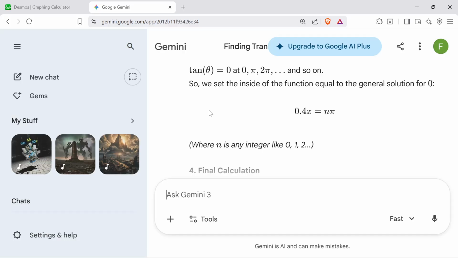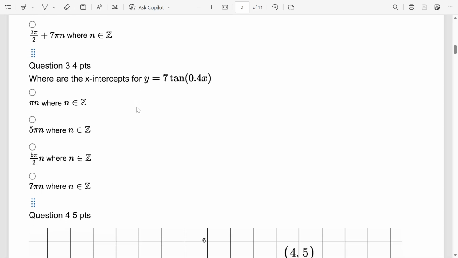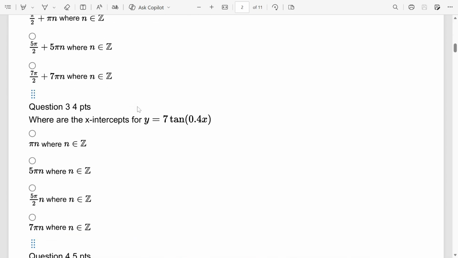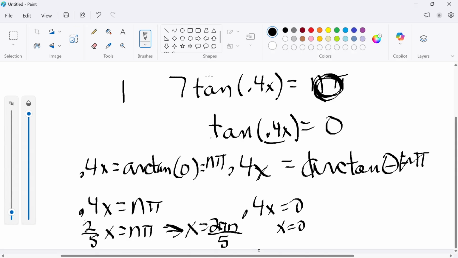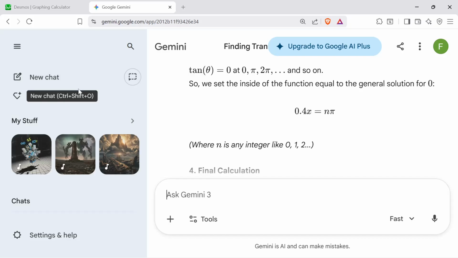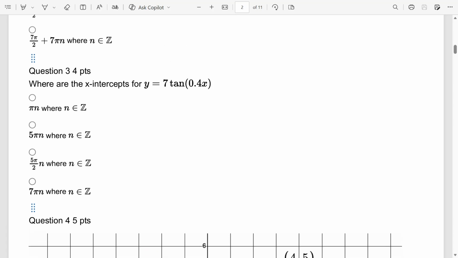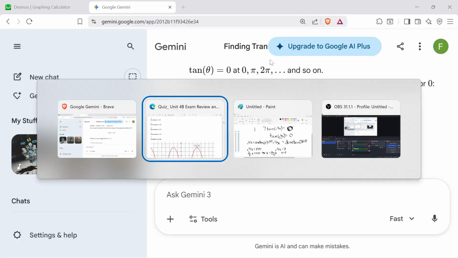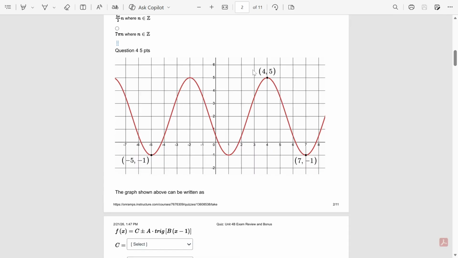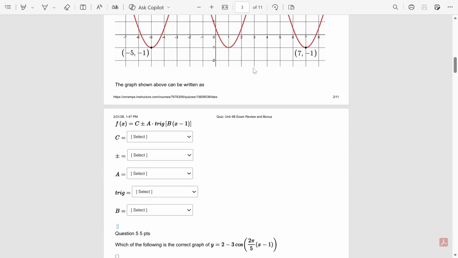And I think we will have that one somewhere in the answer choices. Got 5 pi n over 2. What have I done wrong? Oh, I multiplied by 2/5. I'm supposed to multiply by 5, divide by 2. So x equals 5 pi n over 2. Why aren't you correcting me when I make mistakes? 5 pi n over 2. Whatever, that answer choice. All right, we got it. There's that one. All right, here's the next one, question 4. And what does it ask for? Question 4, the graph shown above can be written as this.